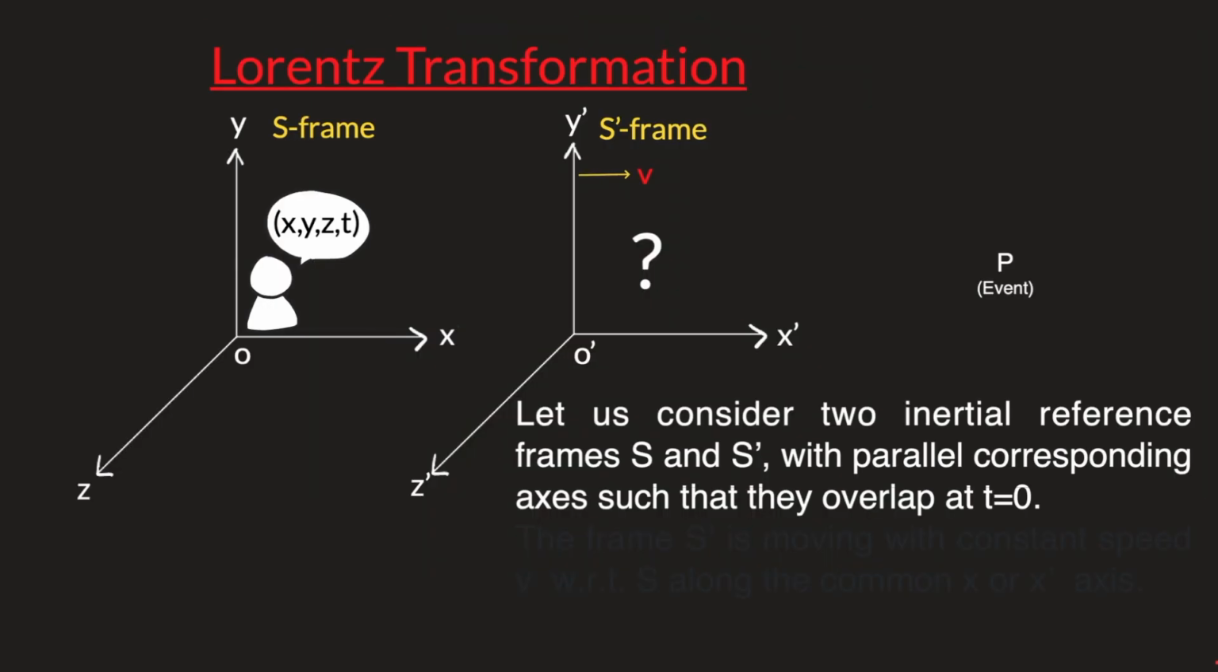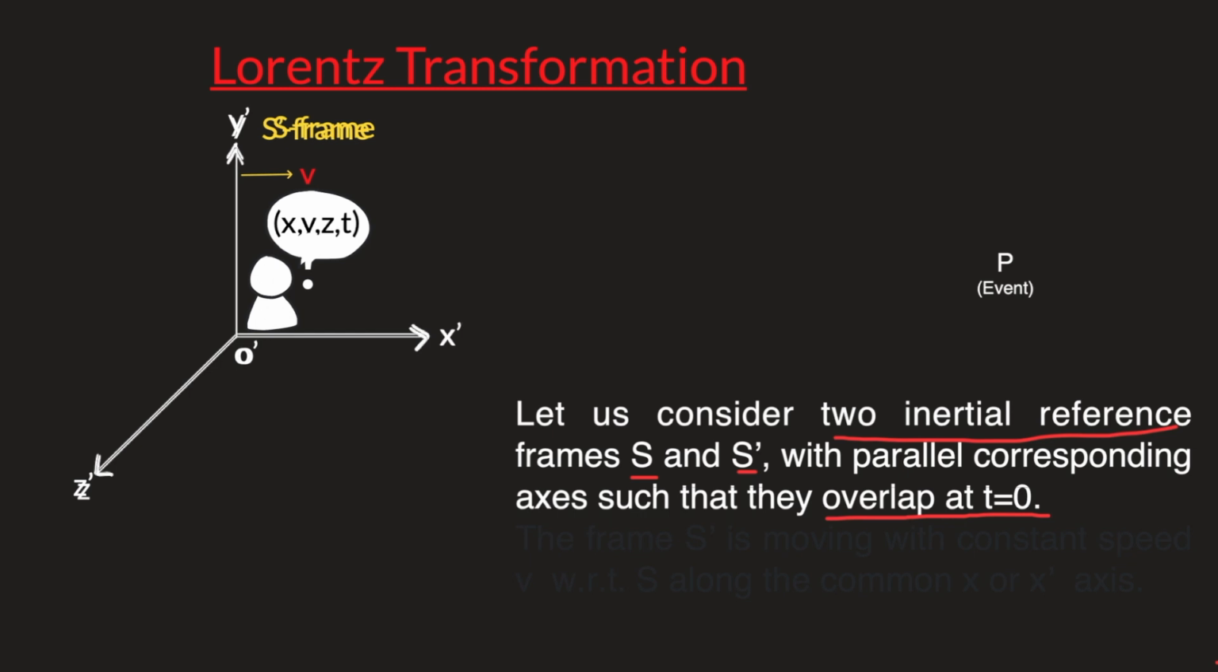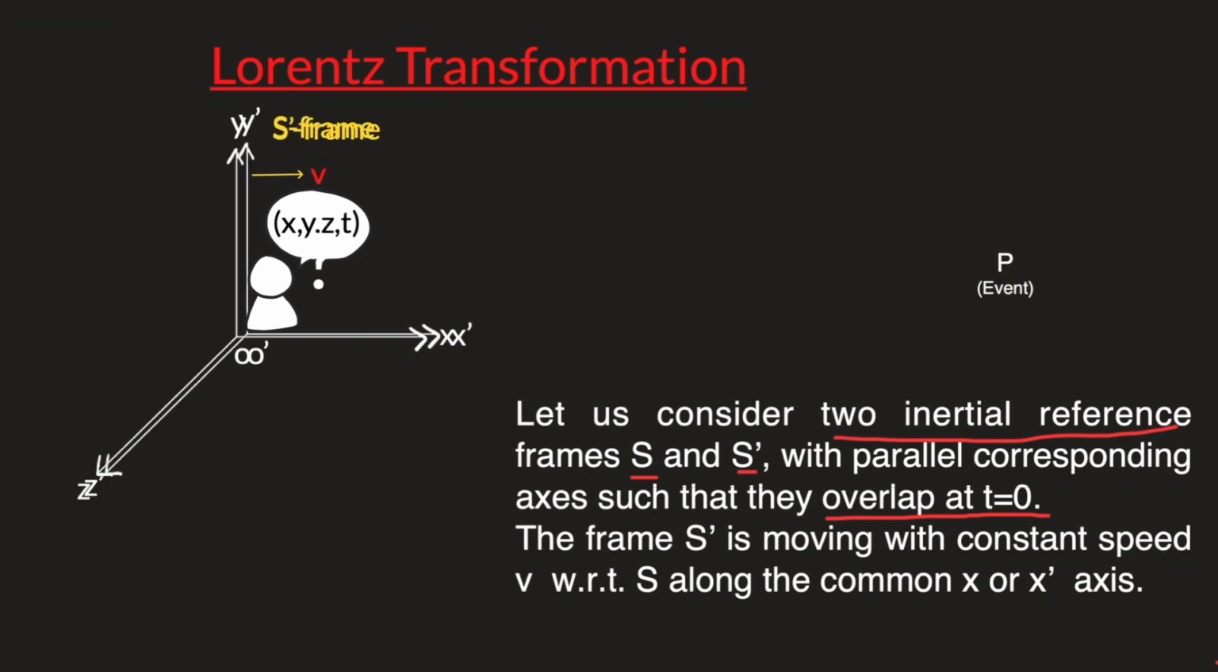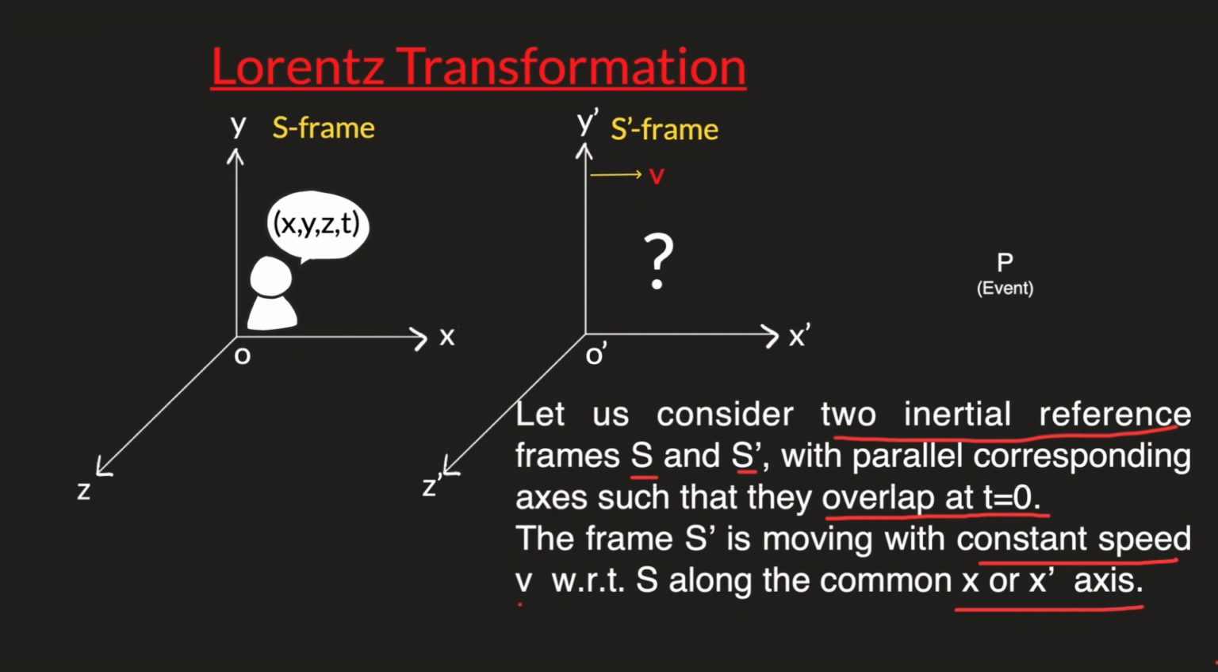Let us consider two inertial reference frames, S and S prime, with parallel corresponding axes such that they overlap at t is equal to 0. In the figure, you can see two reference frames with parallel axes such that they overlap initially at t is equal to 0. The frame S dash is moving with constant speed v with respect to S along the common x and x dash axis.